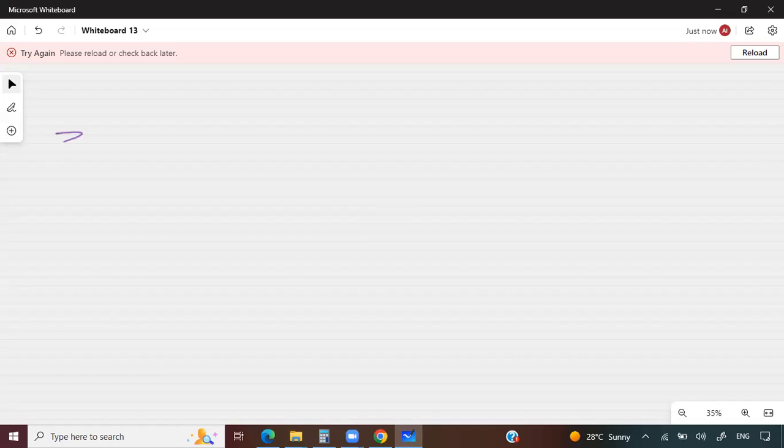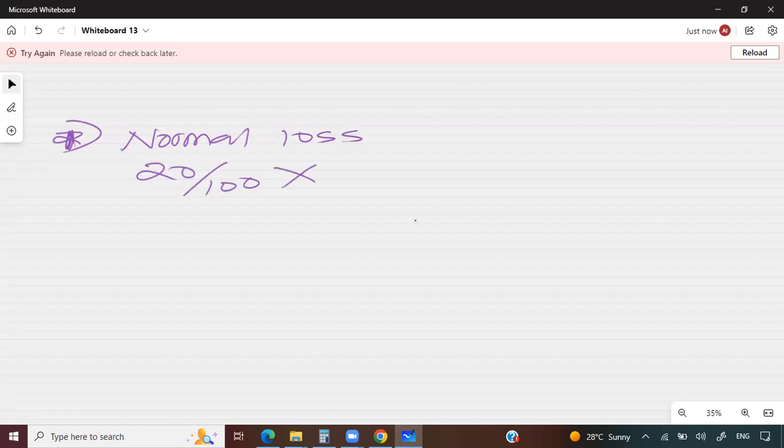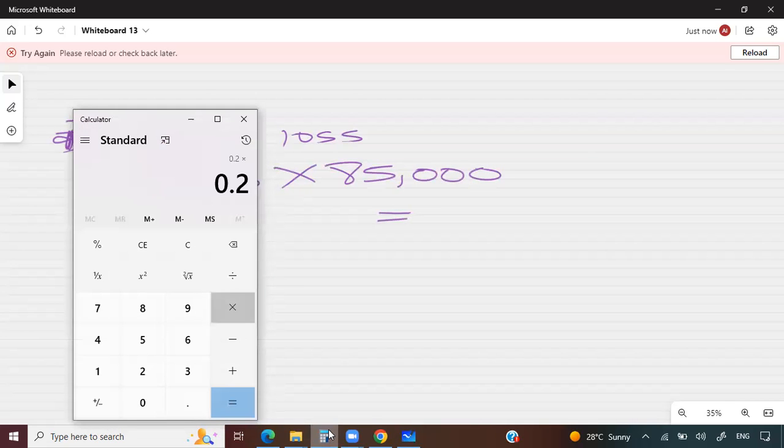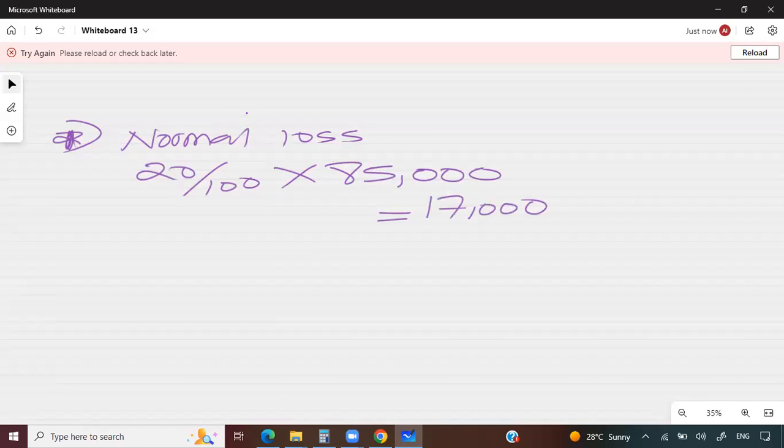So we need to determine that normal loss now. Normal loss is 20 divided by 100 multiplied by 85,000, because there is no material that was introduced here. So 0.2 multiplied by 85,000, then we have 17,000 as the normal loss. Then what is now our expected output?